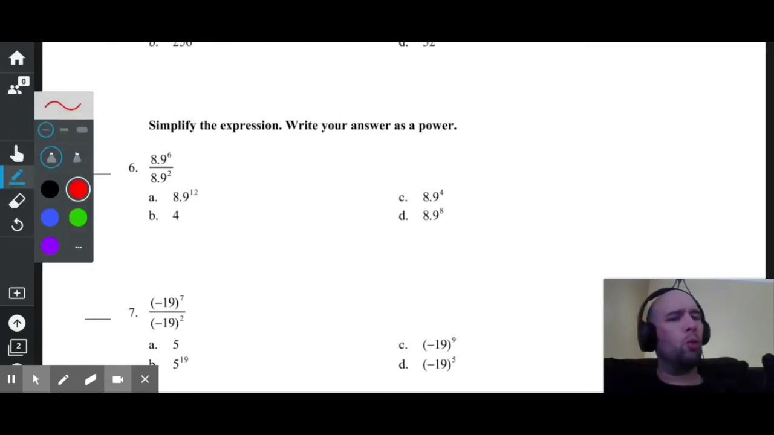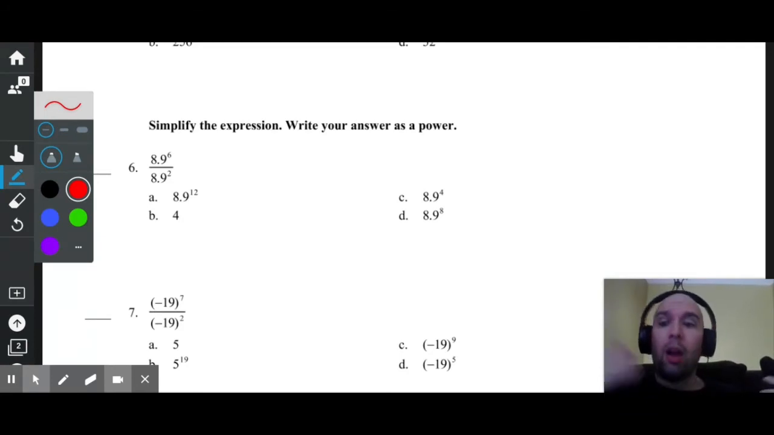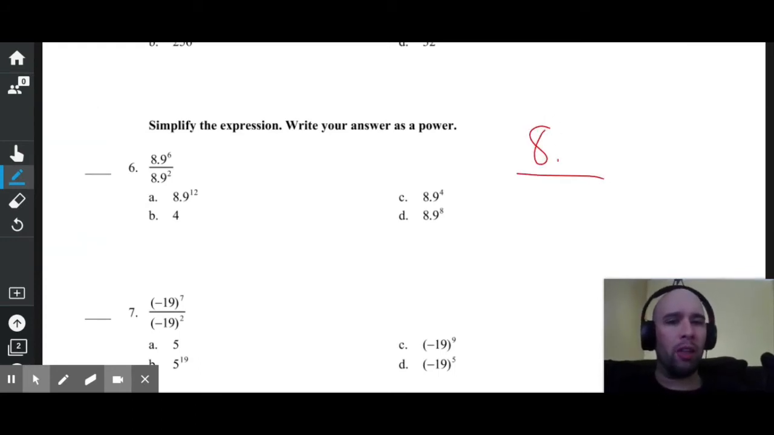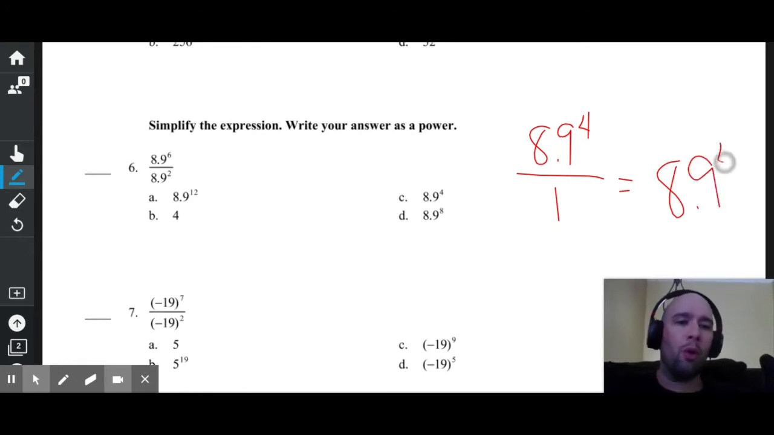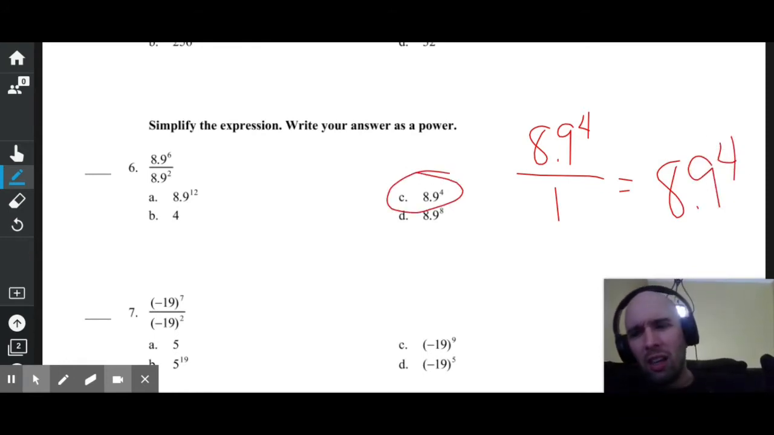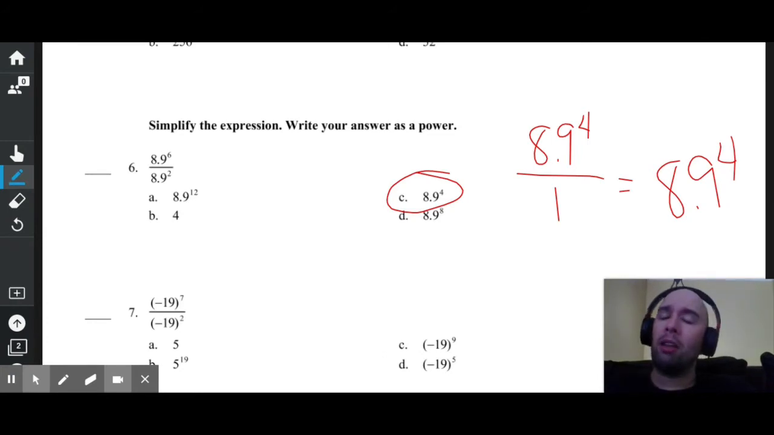I like to view these types of problems as you have people living upstairs and people living downstairs, and they don't like each other, so they fight. I have 6 8.9s upstairs. I have 2 8.9s downstairs. Which side is more powerful? The top. How many more 8.9s live upstairs? Well, 4 more 8.9s live upstairs. I subtracted. On the bottom, I'm left with nothing. If you divide by 1, nothing changes, so I have 8.9 to the 4th. The trick behind these is if I have something in the numerator divided by something in the denominator and they're the same thing, subtract the exponents.